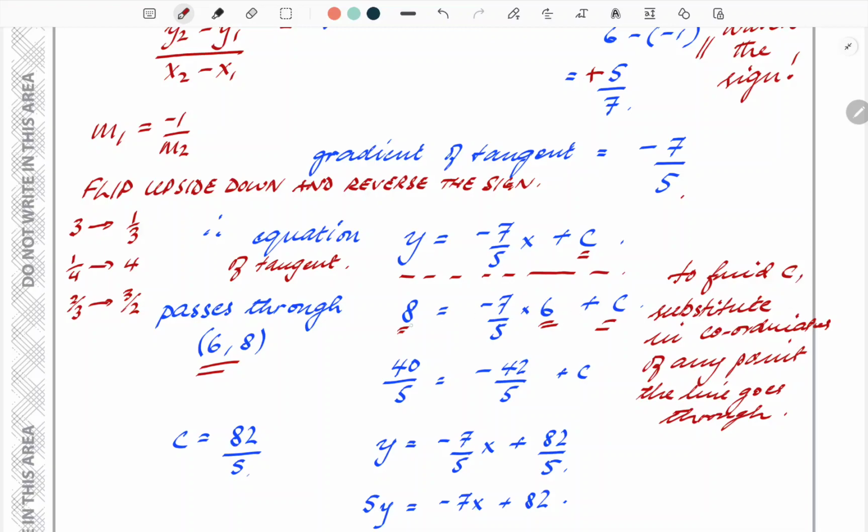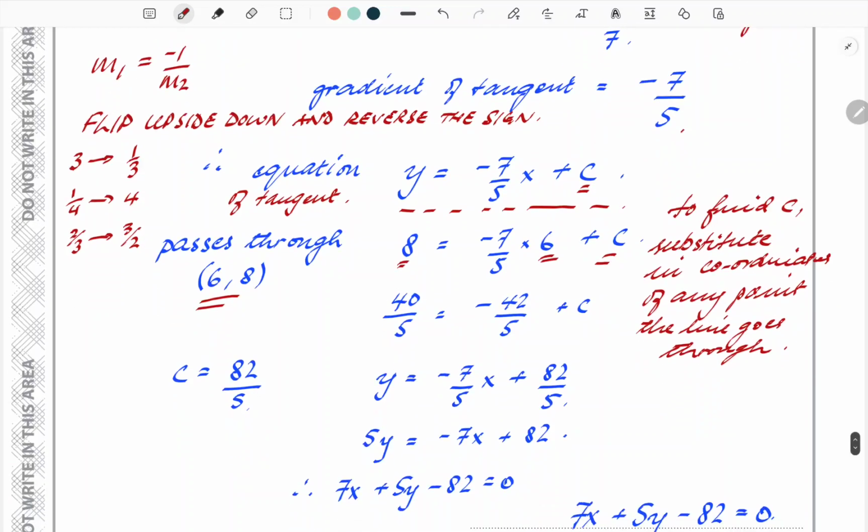All right. Now, I've just sped the thing up a little bit. 6 times minus 7 over 5 is minus 42 over 5. So what I've done is turn the 8 into something over 5. So effectively that's multiplying the 8 by 5 is 40, divided by 5, etc. So to solve for c, take the minus 42 over 5, bring it round to the left-hand side, and you get c equals 82 over 5.